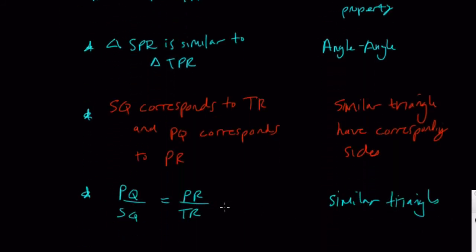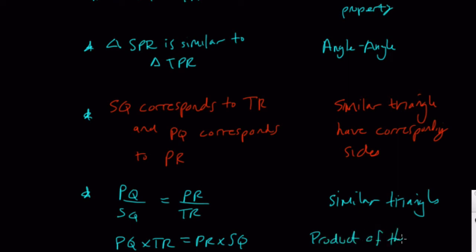And finally, to get what they want, this proof right here, we just manipulate the proportion. And you might notice that they multiply both sides by TR and SQ. Once you multiply both sides by TR, you get PQ times TR, cancels it out on the right, and PR times SQ. And here you could say that the product of the means, which is a fancy way of saying you cross multiplied, or the middle numbers here, that's SQ and PR, equals the product of the extremes. I don't know if you can read that.